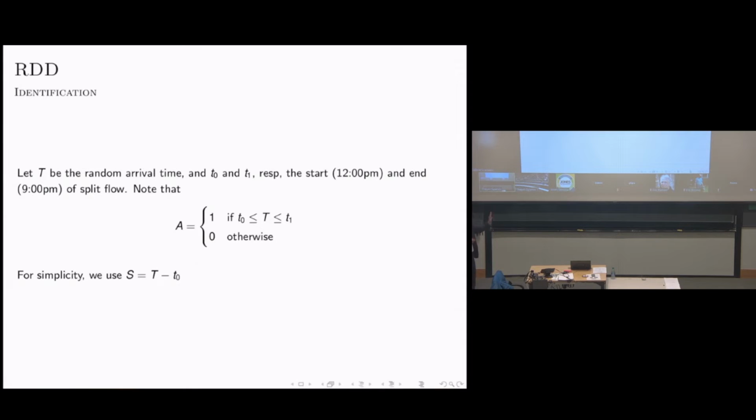Now, to make the notation a little bit simpler, I'm going to take the random arrival time and subtract from it the care start time, T0. Keep in mind that T0 is really just 12 p.m. So I'm going to center around the cutoff, the start of split flow time. All right, so I have all the notation I need. Now I'm going to talk a little bit about identifiability, and then I'm going to start presenting some results.